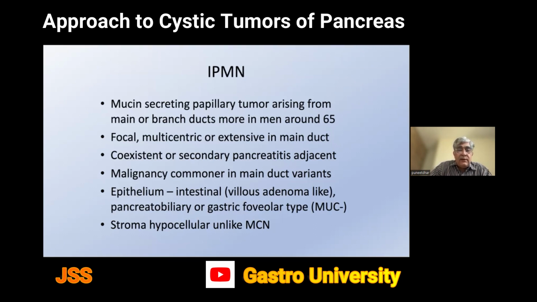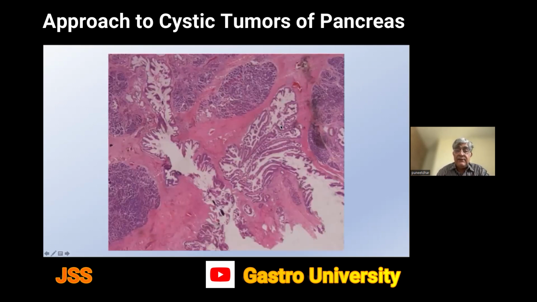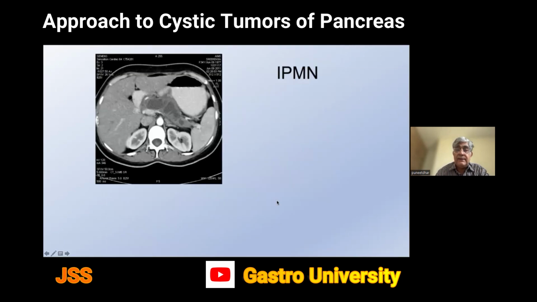Important also is to understand that they have coexistent or secondary pancreatitis, particularly in the adjacent tissues. The malignancy is common in the main duct, as I said. The epithelium can be intestinal, pancreatobiliary, or gastric foveolar type. The stroma tends to be hypocellular, unlike the MCN, because it's basically a ductal tumor. So that's the typical feature. You get these finger-like projections all jutting into the duct. So very typical things.